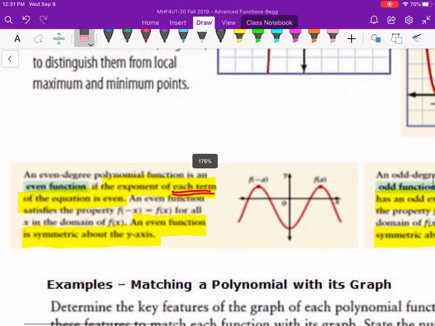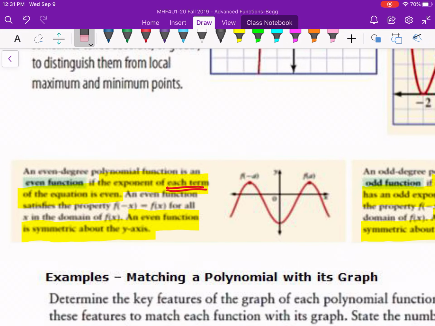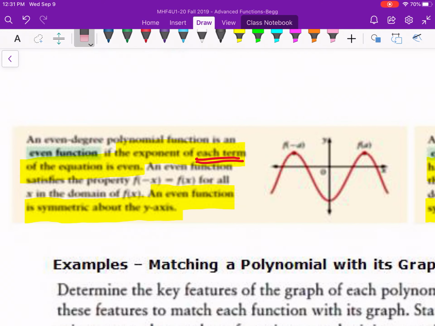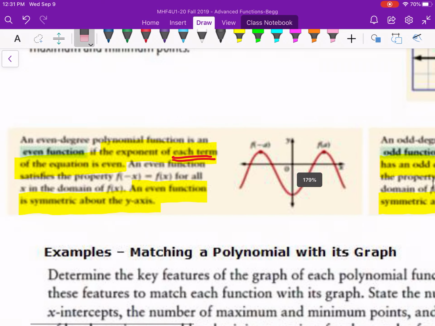And lastly for today, even versus odd functions. An even degree polynomial function is even if the exponent of each term of the function is even. An even function satisfies the property f of negative x is equal to f of positive x for all x in the domain of f of x. An even function is symmetric about the x-axis.